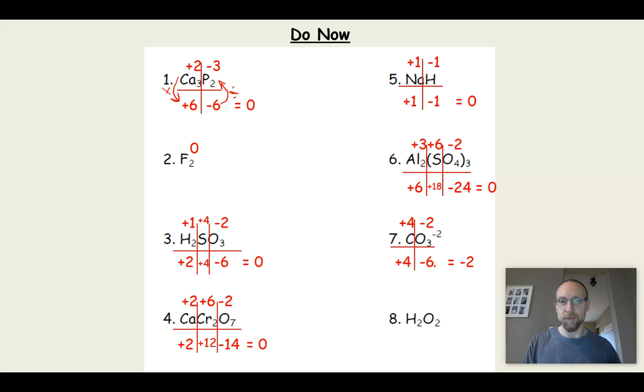So we know oxygen, it's negative 6, but now we only got to get to minus 2. So we need a plus 4 to do that, and then carbon gets the plus 4.